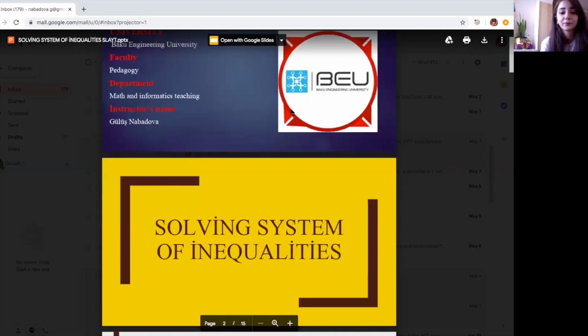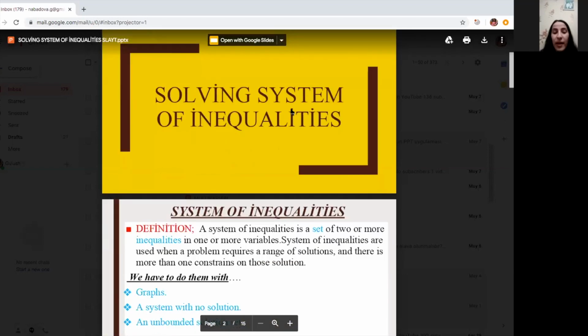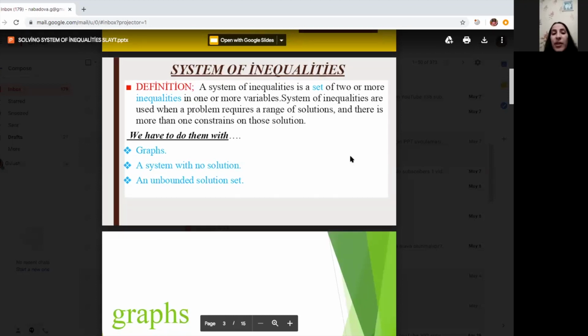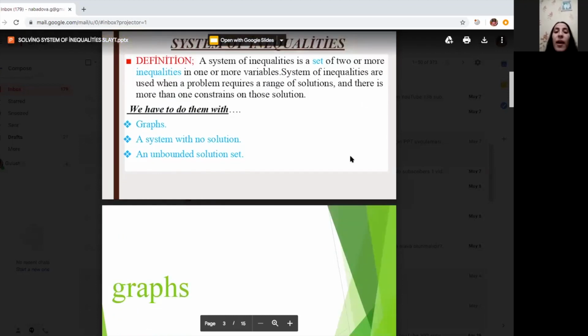Solving systems of inequalities. I want to say first the definition. Definition, system of inequalities: a system of inequalities is a set of two or more inequalities in one or more variables. Systems of inequalities are used when a problem requires a range of solutions and there is more than one constraint on the solution, and we have to do them firstly with graphs, second a system with no solution, and third an unbounded solution set.